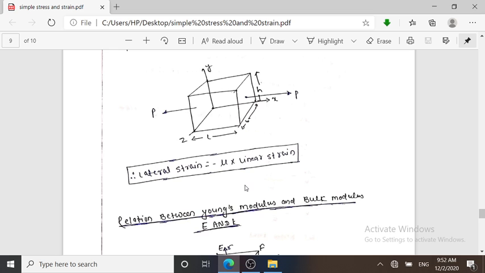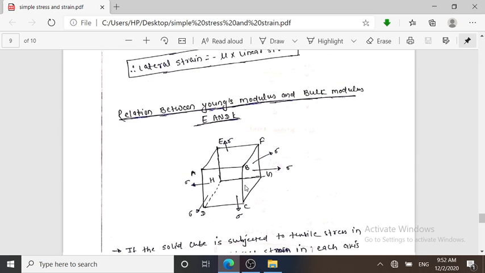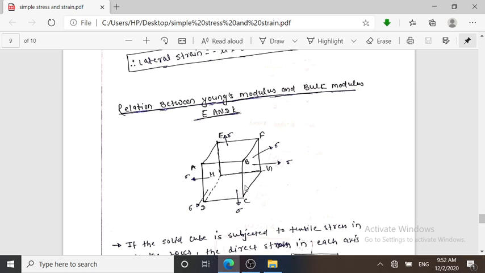Now here, this is very important, the relation between the Young's modulus and the bulk modulus. Here this one is very important from the university point of view. Numerous times these questions are asked, so the relation between Young's modulus and bulk modulus.